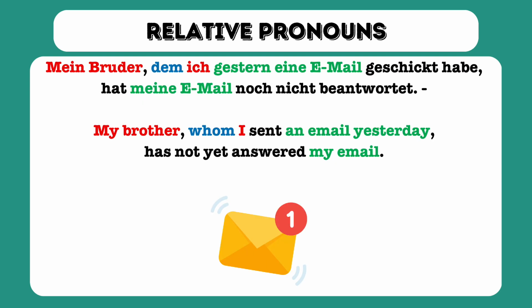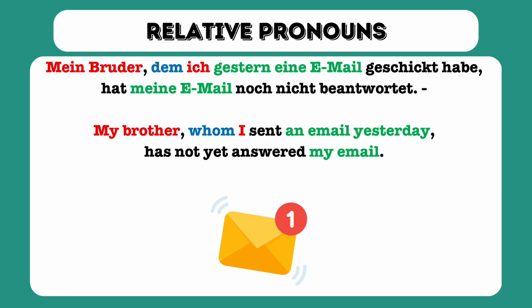For some dative examples, let's get a little bit more complicated. Mein Bruder, dem ich gestern eine E-Mail geschickt habe, hat meine E-Mail noch nicht beantwortet. My brother, whom I sent an email yesterday, has not answered my email. In this sentence, the main sentence just says, Mein Bruder hat meine E-Mail noch nicht beantwortet. My brother has not yet answered my email. We want to describe which brother we're talking about, and in that we use this extra clause, dem ich gestern eine E-Mail geschickt habe, whom I sent an email yesterday.